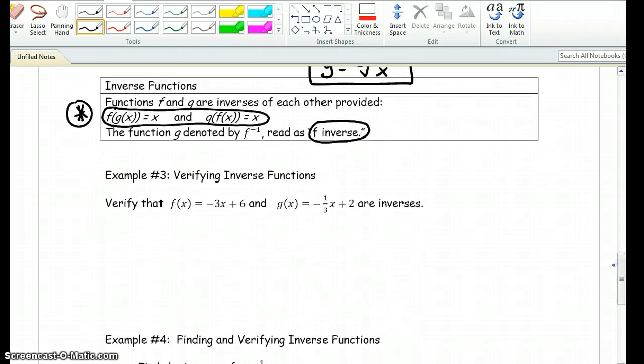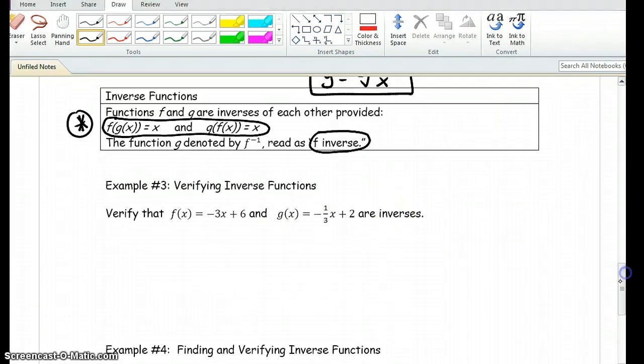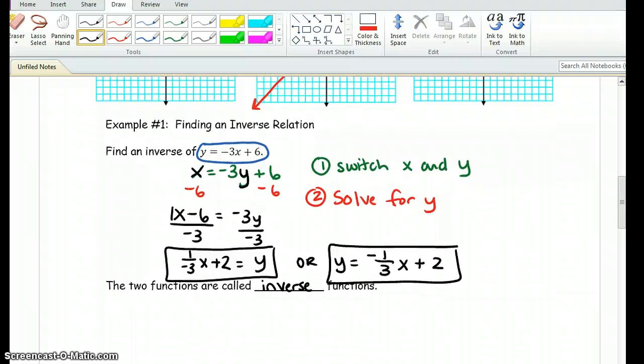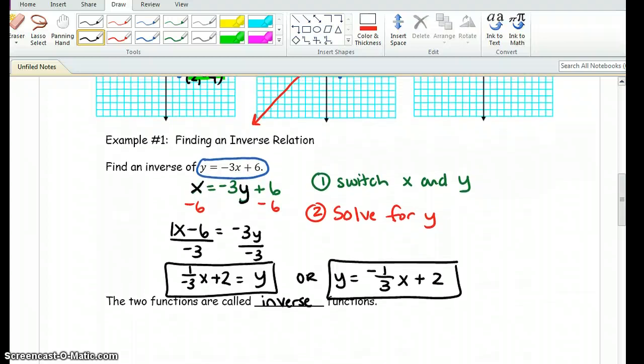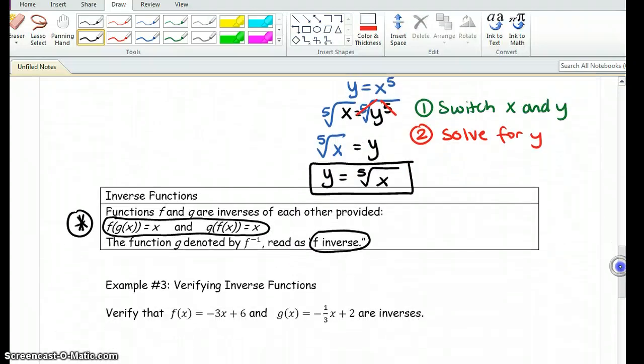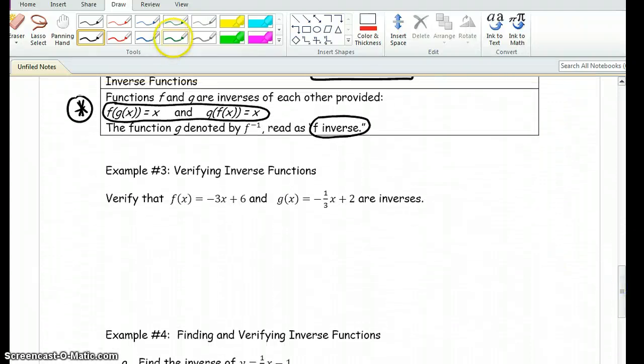It says we're going to verify if f of x equal to negative 3x plus 6 and g of x equal to negative 1/3 x plus 2 are inverses. Hopefully you recall that this was a problem that we just solved right here. So we do know that they're inverses, but our goal is to verify, and we're going to do that using the definition. So there has to be two parts to this.